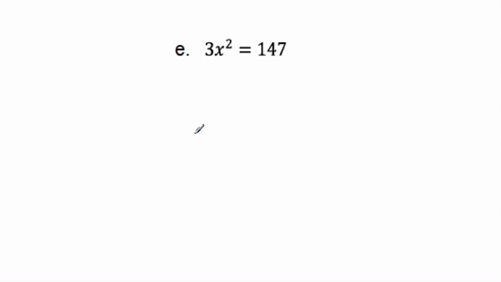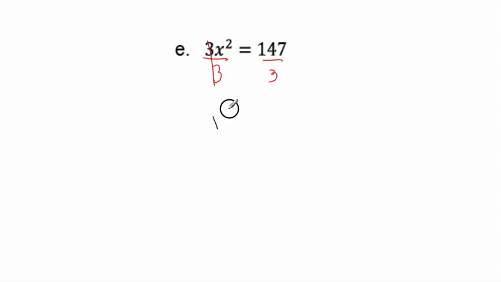3x squared equals 147. The nice thing about solving equations is once you have the steps down, it's just practice to get better at it. So we need to get rid of this 3 first. It's attached because of multiplication. So we're going to divide by 3 on both sides. The 3 on top, 3 on the bottom will cancel.